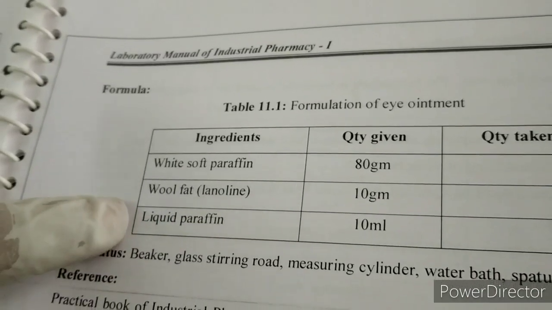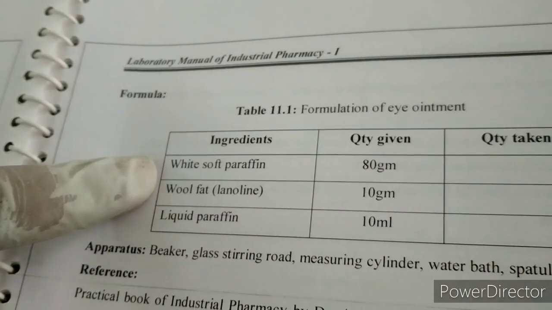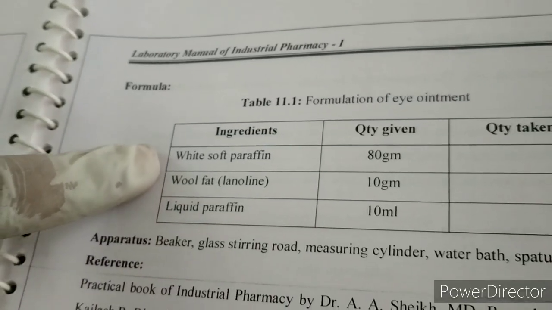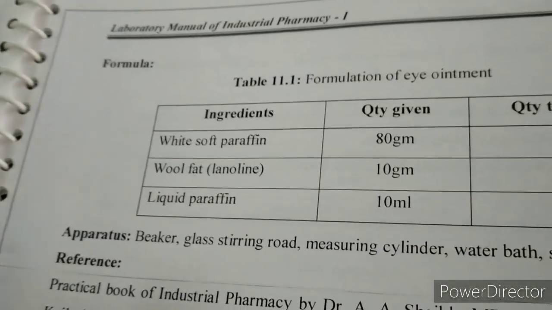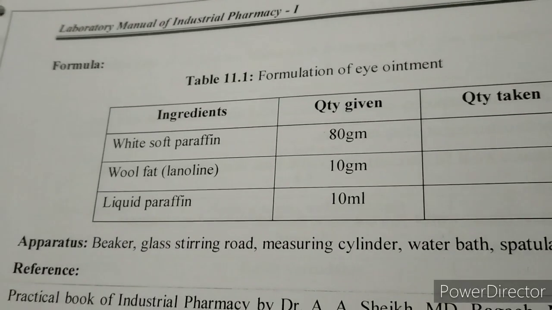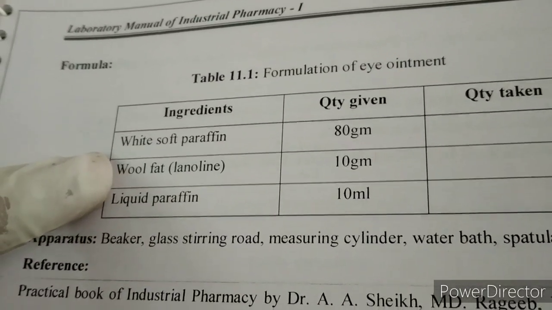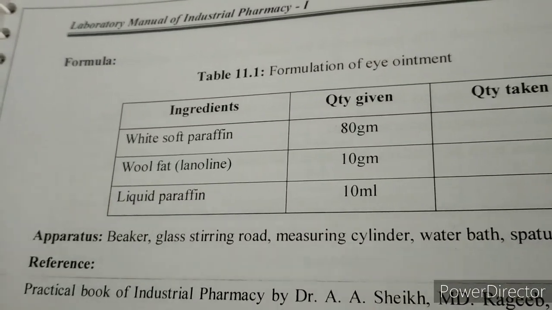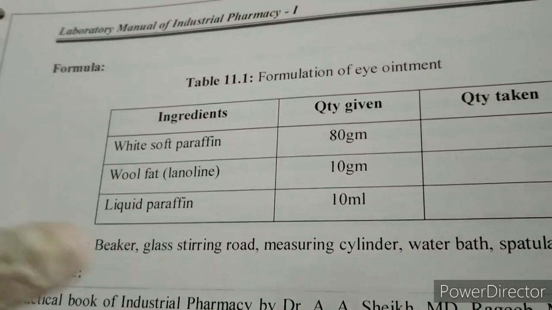Here 3 ingredients are used. Say for example, white soft paraffin, its consistency is very stiff. Then wool fat, then liquid paraffin. Why are we not using a single base, or why are combined bases used? To achieve a desired consistency. In case of liquid paraffin, its consistency is liquid. All of you know it acts as an emollient. Wool fat is a water absorbing base, and soft paraffin is a stiffening agent. To achieve a proper consistency, instead of using a single base, we are going to combine these 3 types of ingredients in a desired quantity.